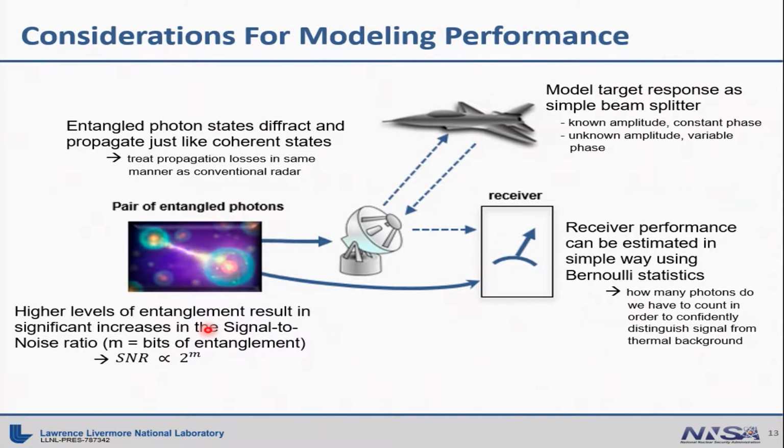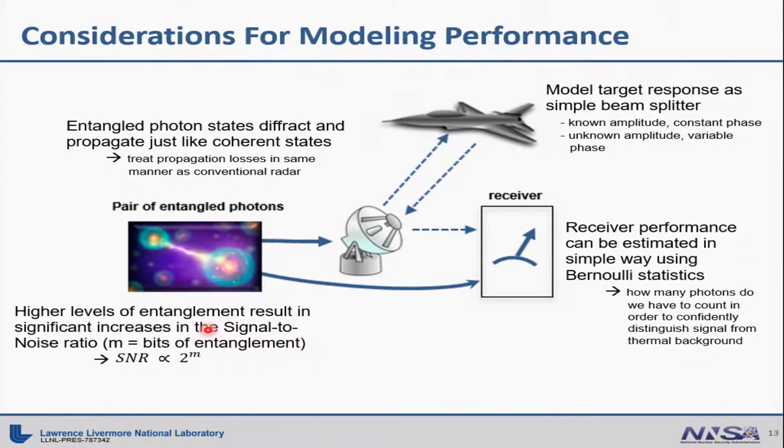All right, so if we want to model performance and try to understand what some of the challenges are for quantum radar, these are some of the key states that you're going to have to consider. These entangled photon states diffract and propagate just like coherent states. There's nothing special about how they propagate in environments. And so you're going to have to contend with the same kind of diffraction losses that a conventional radar does. And it turns out those losses are substantial. In fact, they're astronomical. So I'll show that in a second, but that's one challenge.